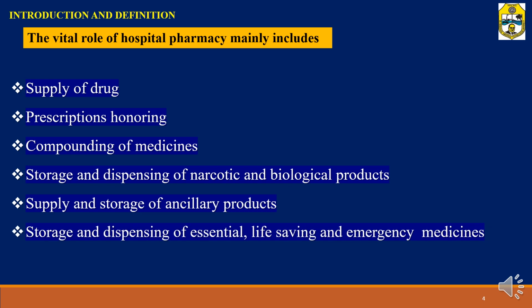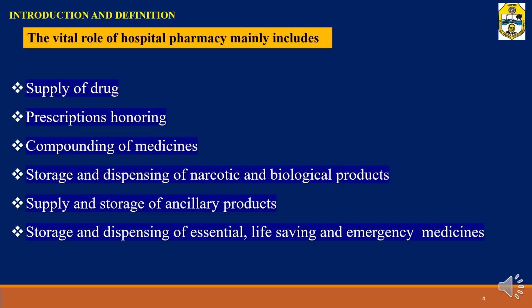Then, moving to the next part, storage and dispensing of medicines categorized as either essential drugs, life-saving drugs, or emergency medicines. Essential drugs are those drugs required on a daily basis, and it's the responsibility of the pharmacy to maintain proper, sufficient stock inside the department. For life-saving drugs, there should never be a shortage. If we run short of life-saving drugs, then definitely we face a life-threatening situation for the patient. The same applies to emergency drugs.